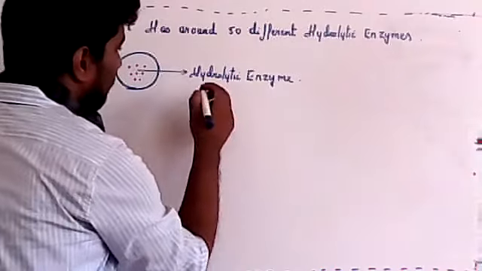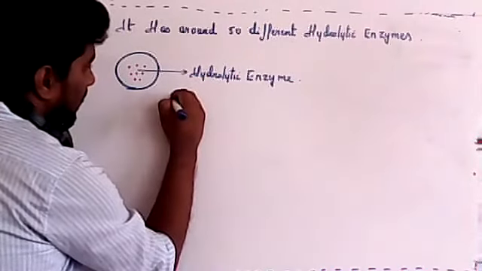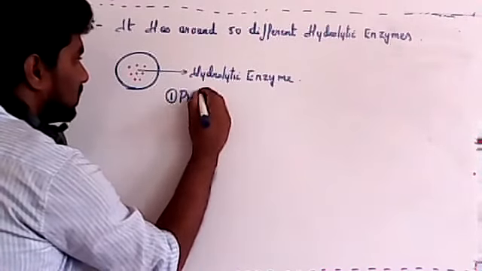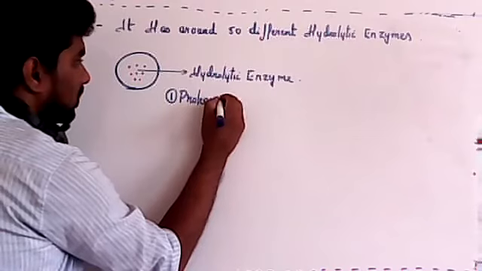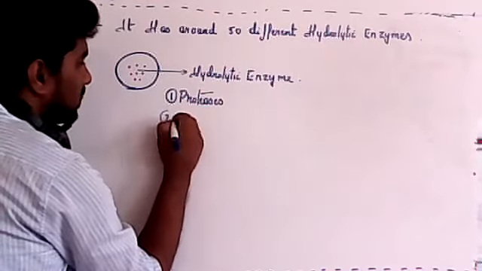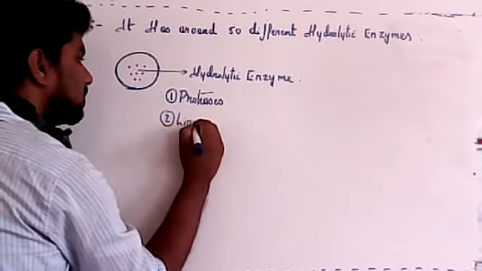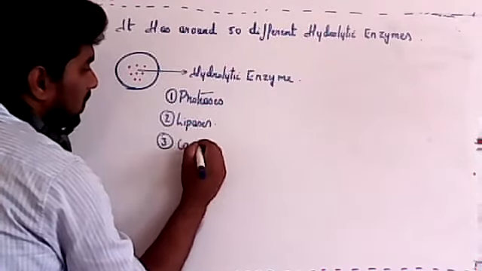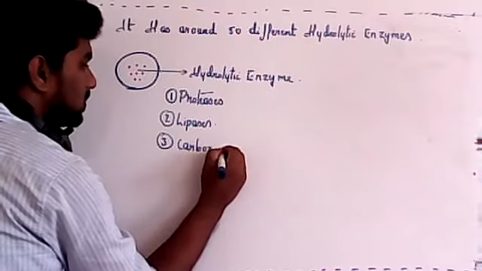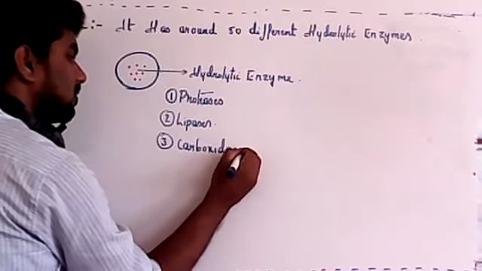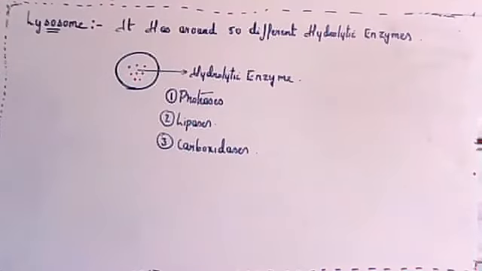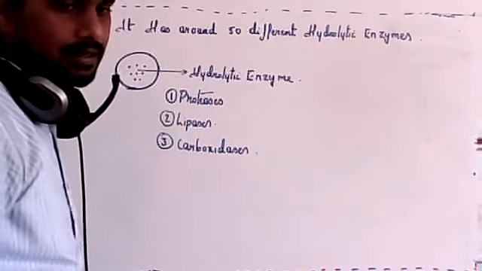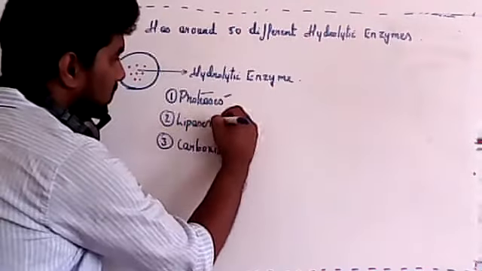So the main three different kinds of hydrolytic enzymes which are present are, the first one is proteases, the second one is lipases, and the third one is carboxylases. So these are the three different kinds of hydrolytic enzymes which are present inside the lysosome. These are the main ones.